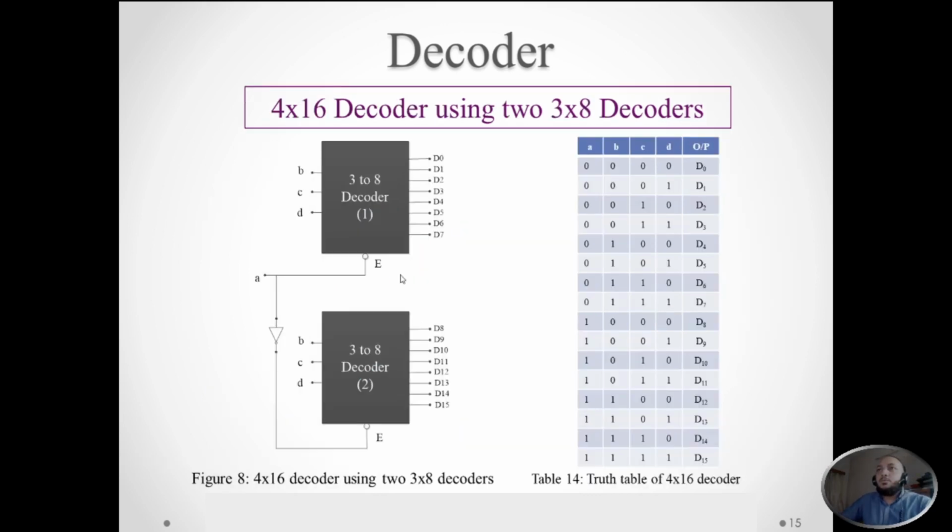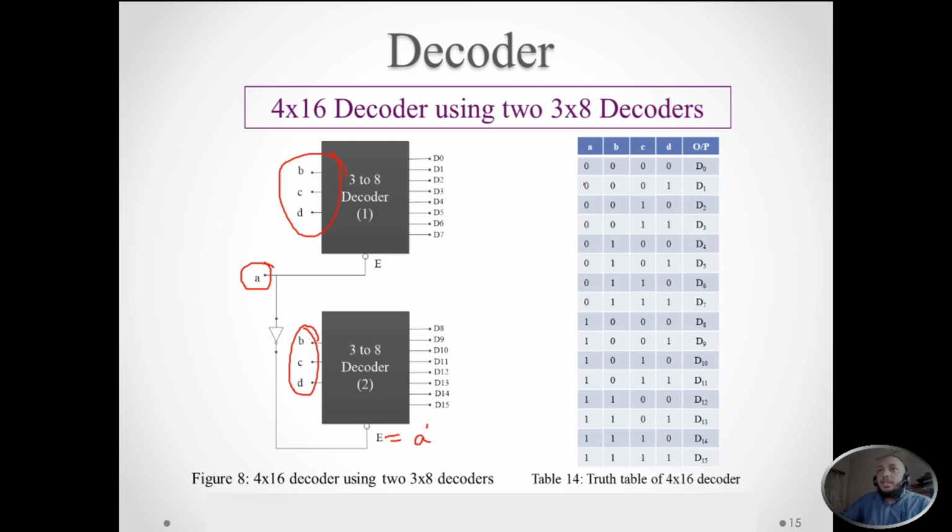Using that logic, we can also establish 4:16 decoder using two 3:8 decoders. Like before, we will use one of the inputs as enable pin. This will be connected directly to the first decoder and this will be connected through an inverter to the second decoder. Okay, and the other three inputs will be used as a regular input of the two 3:8 decoders.